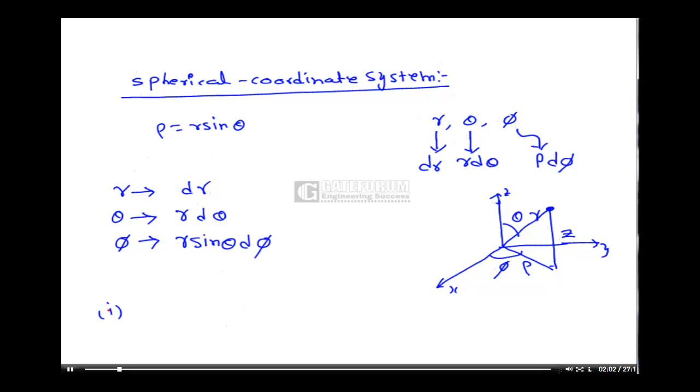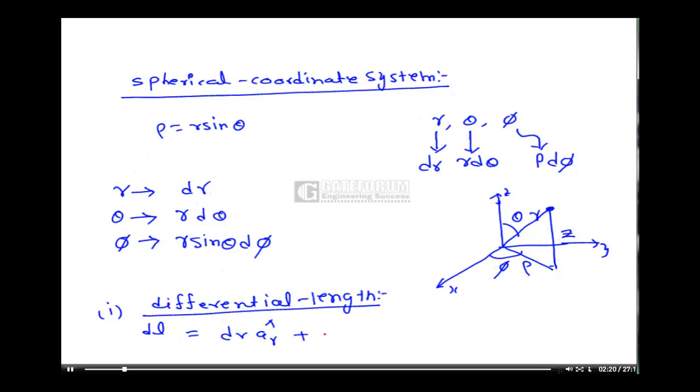Therefore, the first one, differential length. Differential length dl is equal to, very simple, nothing but dr ar plus r d theta a theta plus r sin theta d phi a phi. So this is the differential length.